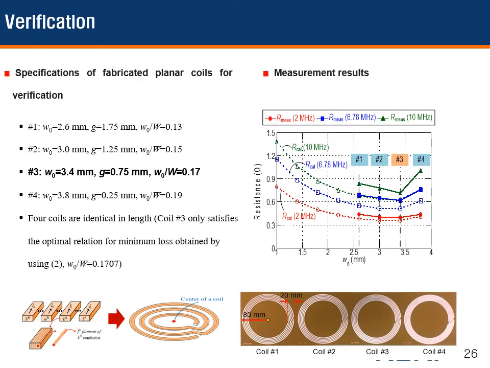For verification of the optimal relation of W0 over large W, the total pattern width, we fabricated several printed spiral coils with a diameter of 16 centimeters. Here are the specifications of the fabricated coils. Total pattern width large W is 2 centimeters. Turn number is 5. The optimal pattern width of each conductor at 6.78 MHz is about 3.4 millimeters.